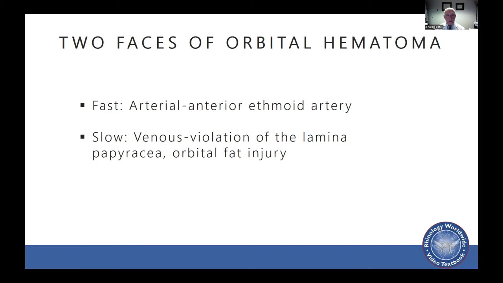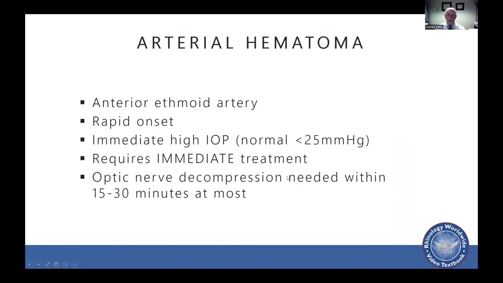But the big thing to understand about orbital hematoma is that there are two faces to it. There's a fast arterial anterior ethmoid artery injury, and then there's a slow venous violation of the lamina papyracea with orbital fat lamina papyracea injury. The arterial hematoma is due to that anterior ethmoid artery, which sometimes is in a sling at the skull base, and it's amputated right near the orbit and pulls into the orbit. Therefore, you have an artery under high pressure pumping blood into the orbit, and it's rapid onset. Remember, the orbit is an enclosed space, so it does not take a lot of blood in the orbit to rapidly increase normal pressures from 25 up to 50, 60, 70.